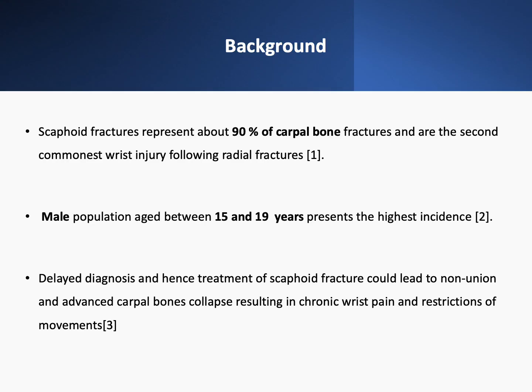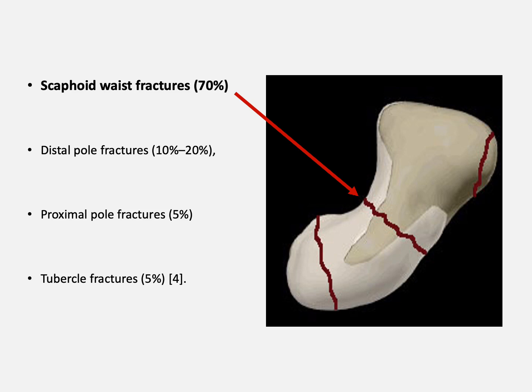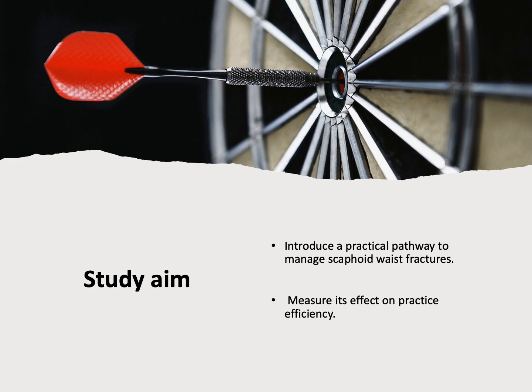Scaphoid fractures represent 90% of carpal bone fractures and usually affect the male population aged between 15 and 19 years old. Scaphoid waist fractures represent 70% of all scaphoid fractures. This study aimed to introduce a practical pathway to manage scaphoid waist fractures and measure its effect on practice efficiency.